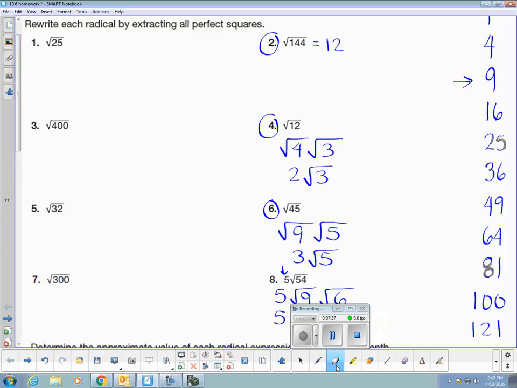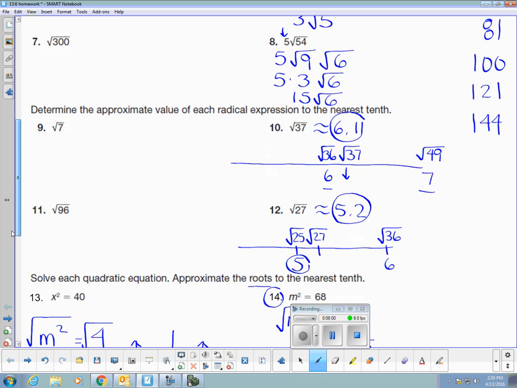I don't think 9 does. Maybe 4. Let's try 4. Let's see. 68 can be divisible by 4. 4 goes into 6 once with 2 leftover, and 4 goes into 28 7 times. So, yes, radical 68 does contain a perfect square.